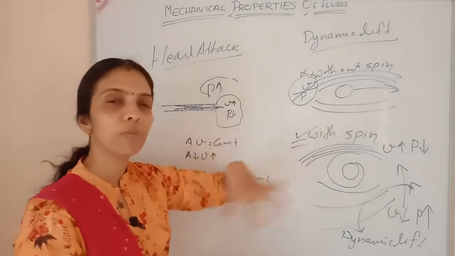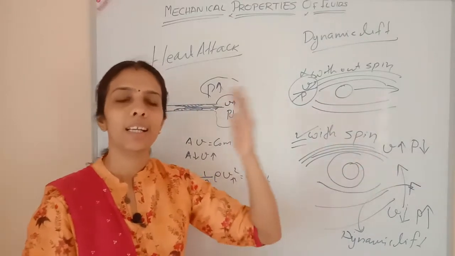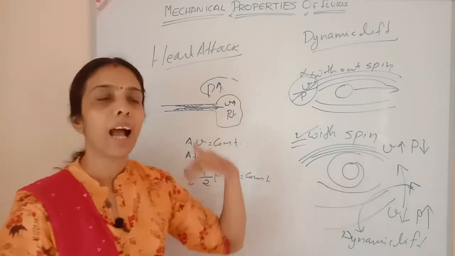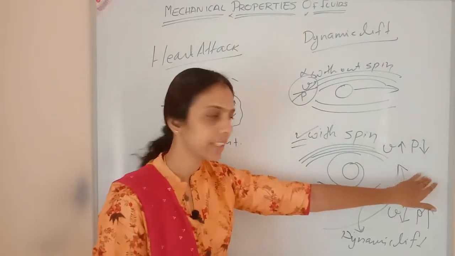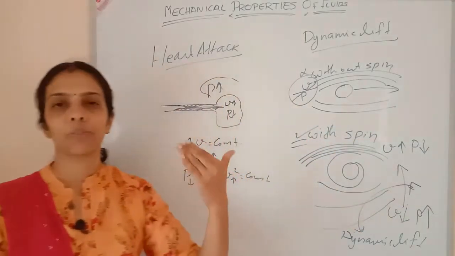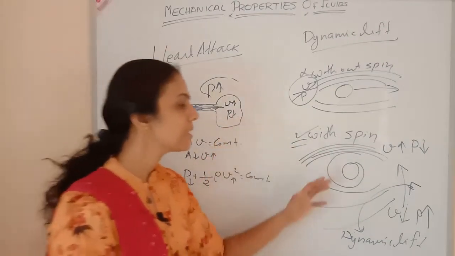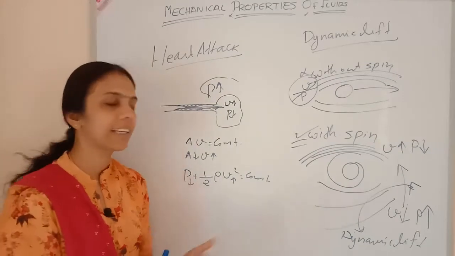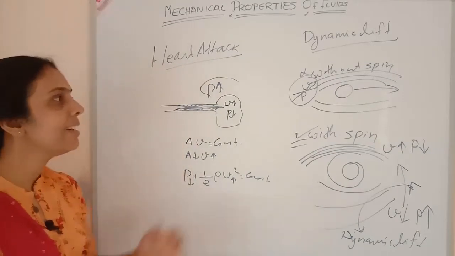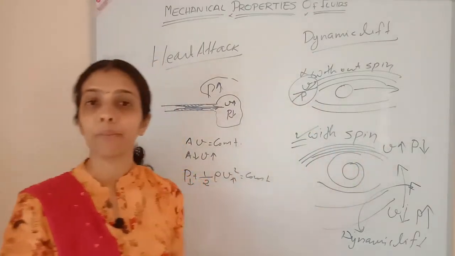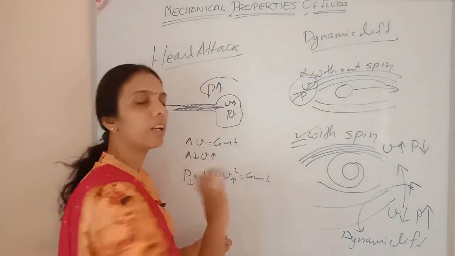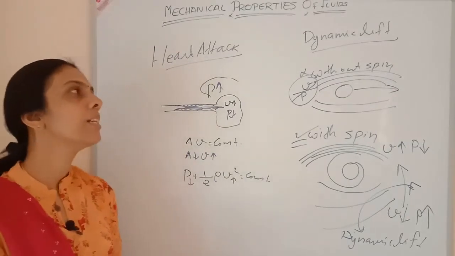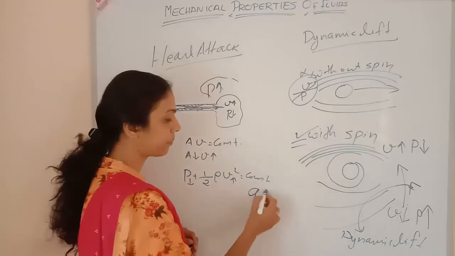The velocity of the air above the ball is increasing, and below the ball it is decreasing. As velocity is increasing, pressure will decrease, and as velocity is decreasing, pressure will increase. So this upward lift is called dynamic lift. Clear? So a ball moving with spin and without spin are examples or applications of Bernoulli's principle. Another one is the aerofoil.